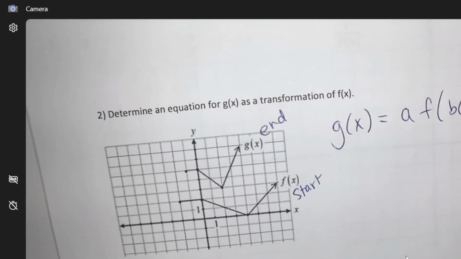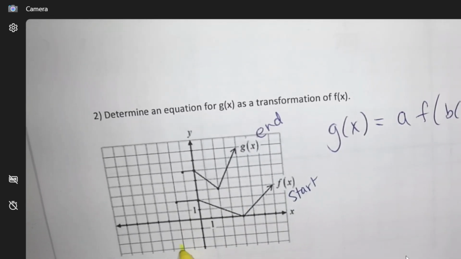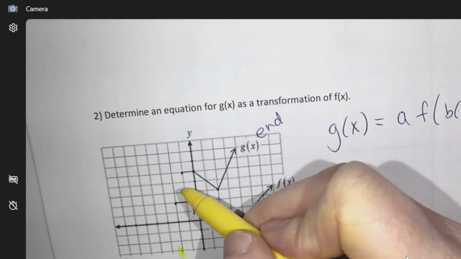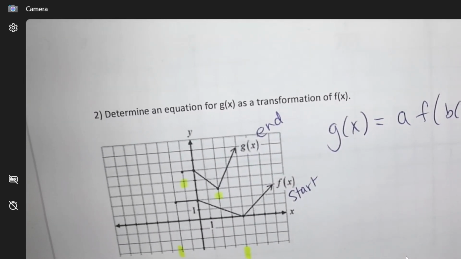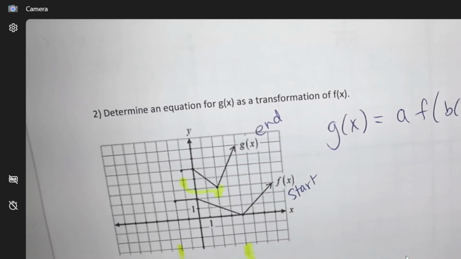Okay, please answer first. Have we done any compressions or stretches or reflections? Because those are our multiply, divide stuff. Can you see anything that you've done? Have you stretched it, compressed it, reflected it? Horizontal compression. Okay, let's say, go from this point to the tip point, and then this point to the tip point. Can you see how much space there is? From there to there, how much space?